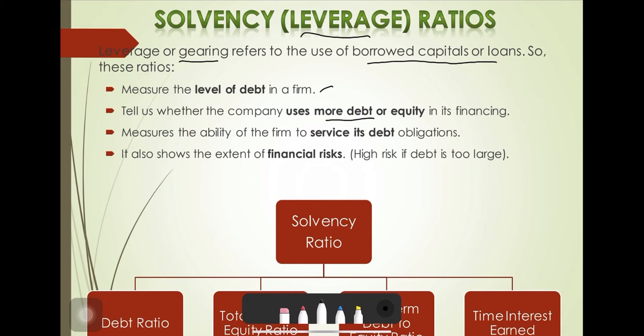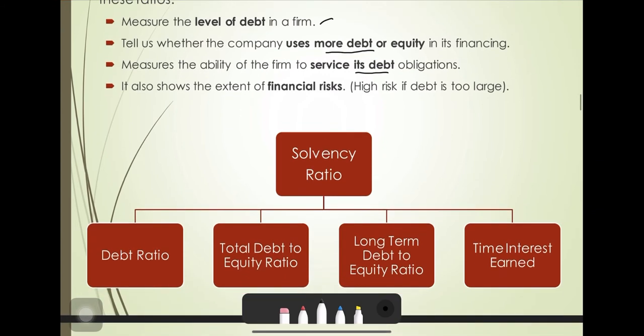This ratio measures the ability of the firm to service its debt obligation, and it also shows the extent of financial risk. We want to know if the debt ratio is too high, which means the company has high risk, if the debt is too large. So these are the kinds of measurement of the solvency ratio.